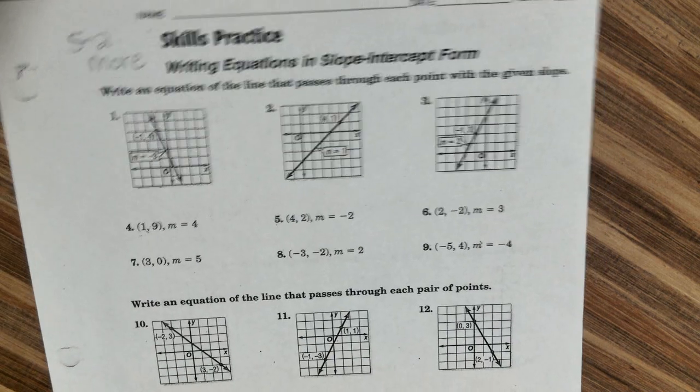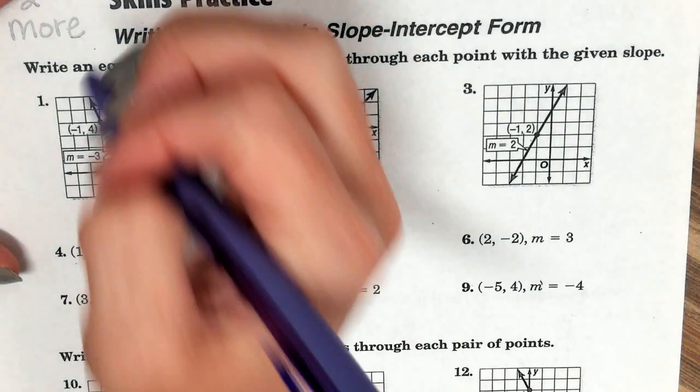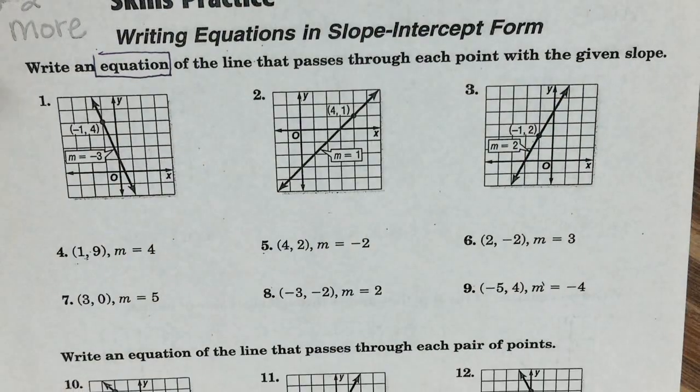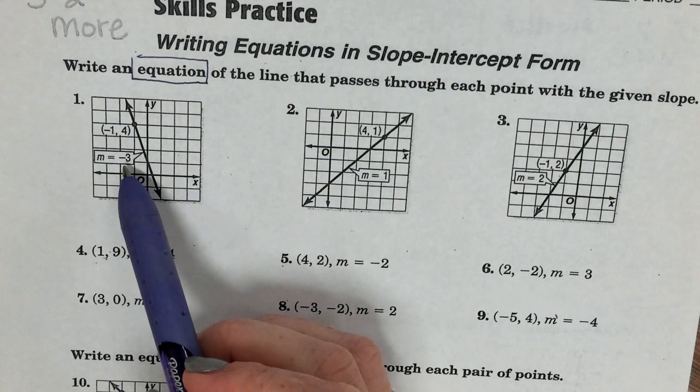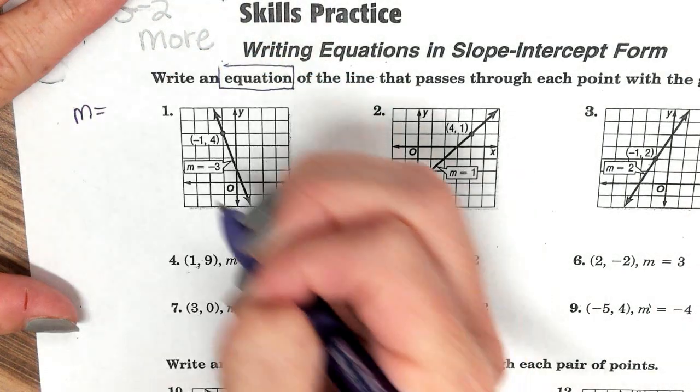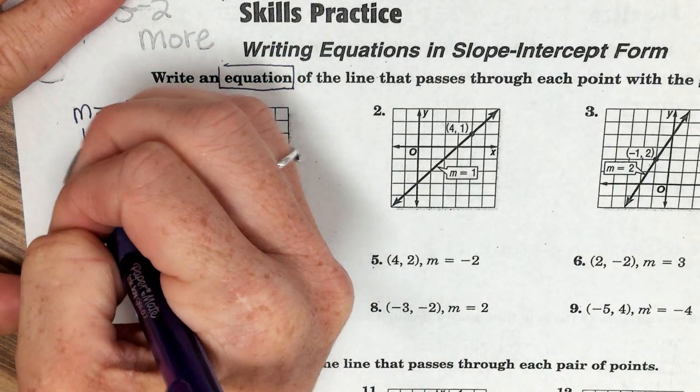All right, so at the top it says write an equation. To write an equation, what two pieces of information do you need? An m and a b. Did they give you an m? Yes, so I need an m, which is -3. I also need a b.